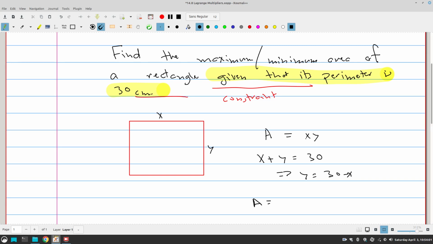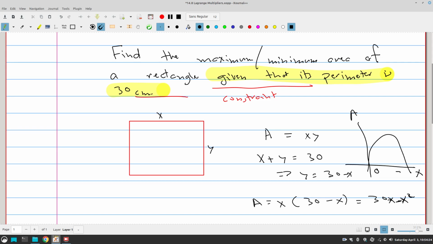And because of the constraint, you have y equals 30 minus x, and the area becomes a function of x only as opposed to a function of x and y. So the area becomes 30x minus x squared. So you can find the maximum of this area, not the minimum, right? So this is a quadratic function that looks like this, right?